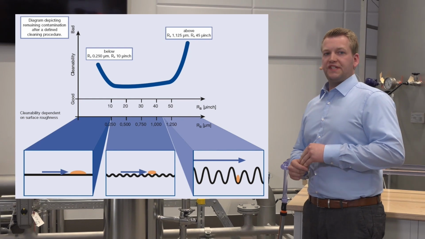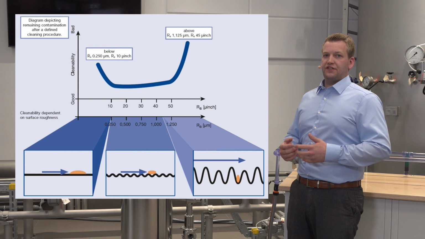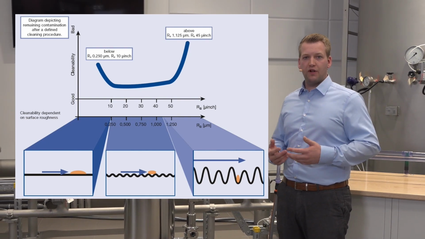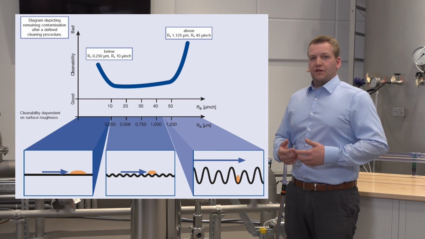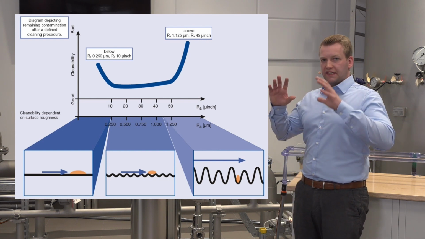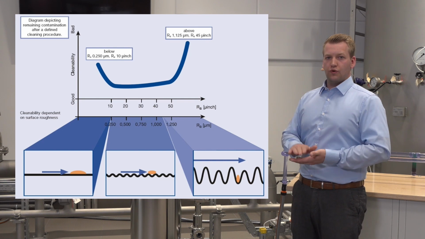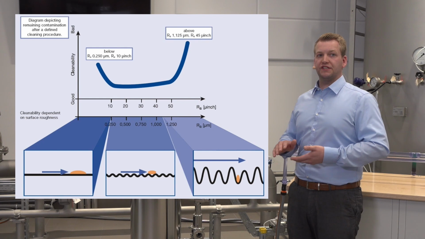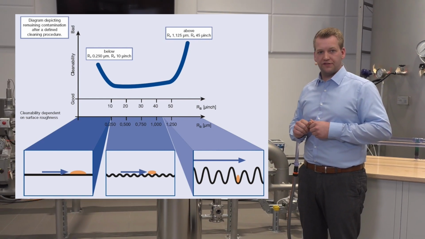What we see here on the left side is a very smooth material. It is, for example, comparable with your mirror at home. And what I told you before is that the bacteria, the dirt, glue on the surface here. So this is a big problem, so it is not good to have a too smooth surface.